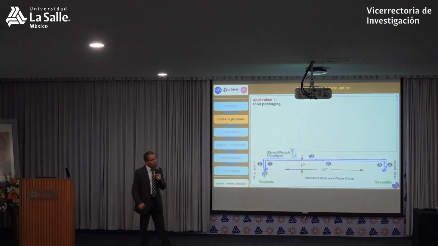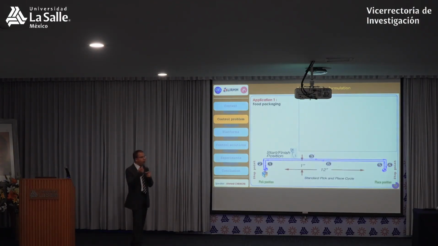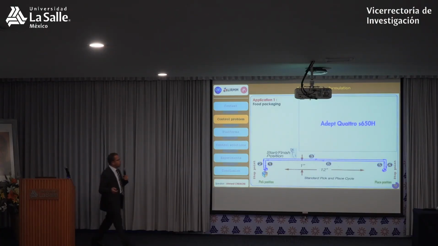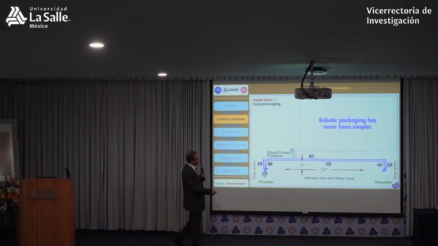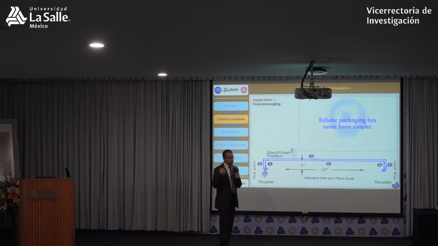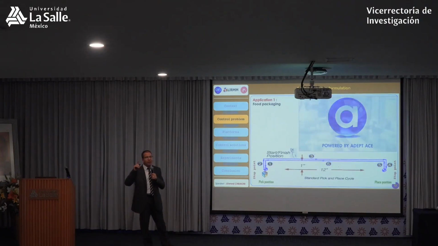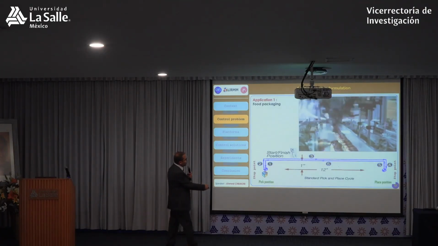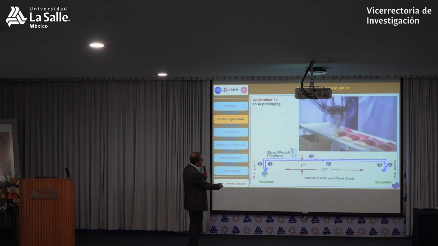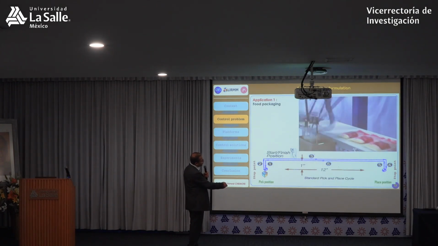And the first application is here, and it concerns food packaging. In food packaging, I will show you a short video, and also I will explain on this video. What is the idea? This is the Quattro robot, and it's used for food packaging, and the idea is to do what we call pick and place tasks. So you pick an object from here, you put it in the box, and you repeat this operation as fast as possible.